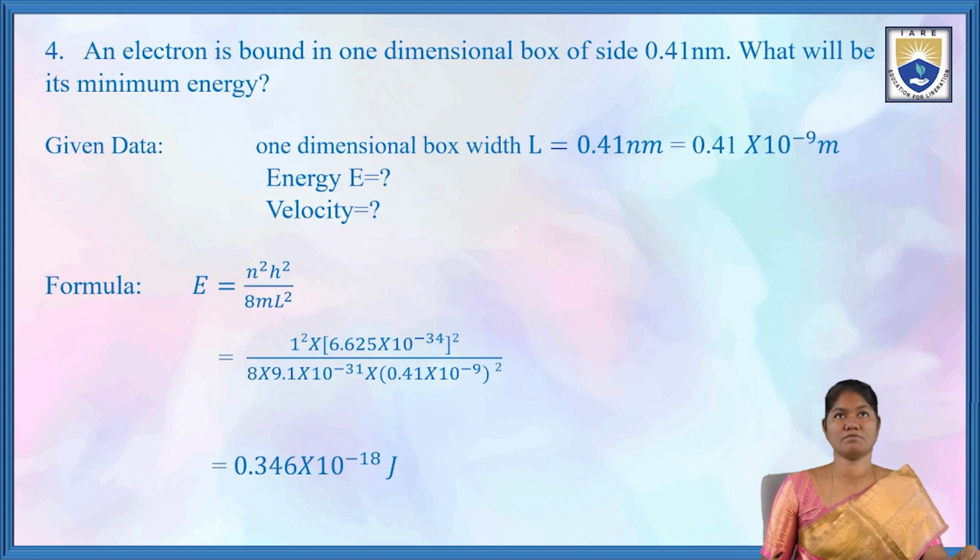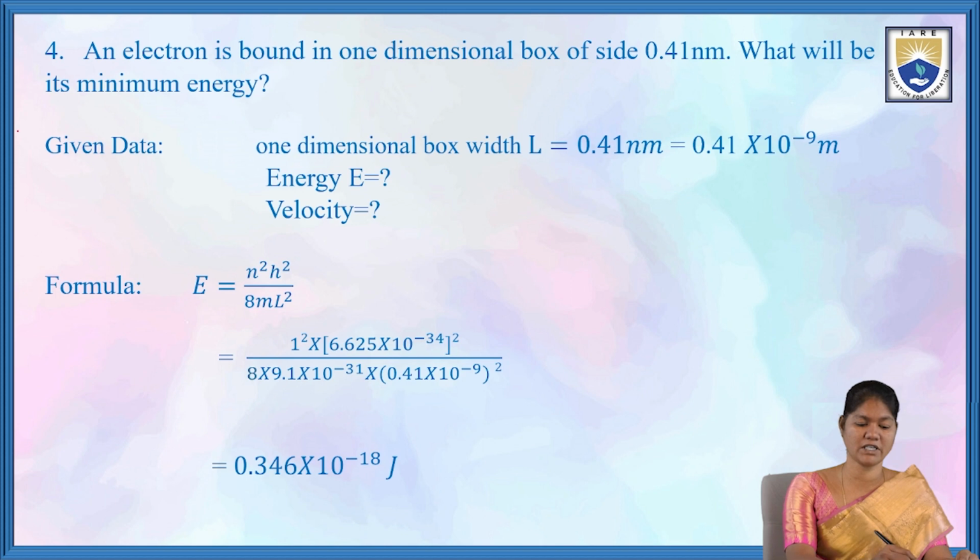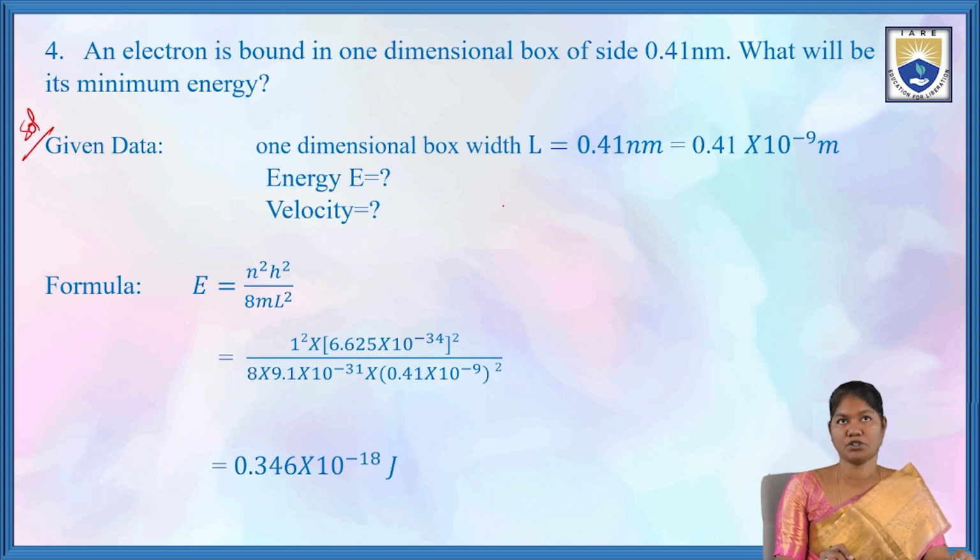So an electron is bound in a one-dimensional box of size 0.41 nanometer. What will be its minimum energy? So given that, electron bound in a one-dimensional box, the width L is equal to 0.41 nanometers. So nanometers will be converted into meters. 1 nano is 10 power minus 9 meters. So it is equal to 0.41 into 10 power minus 9 meters.